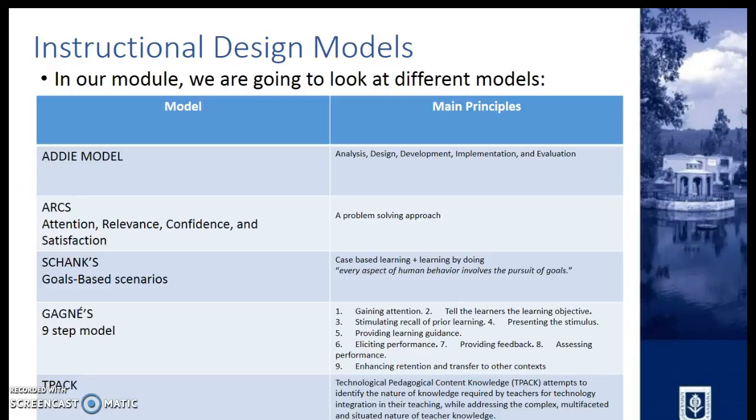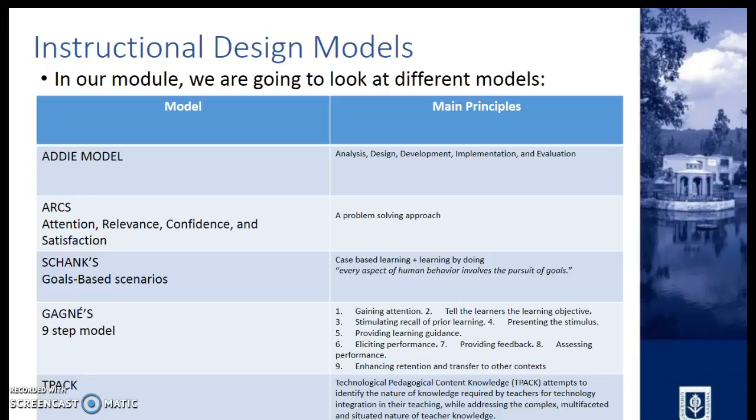And last but not least, you're going to look at the TPACK model, which is technological, pedagogical, content knowledge. It attempts to identify the nature of knowledge required by teachers for technology integration in their teaching, while addressing the complex, multifaceted, and situated nature of teacher knowledge.